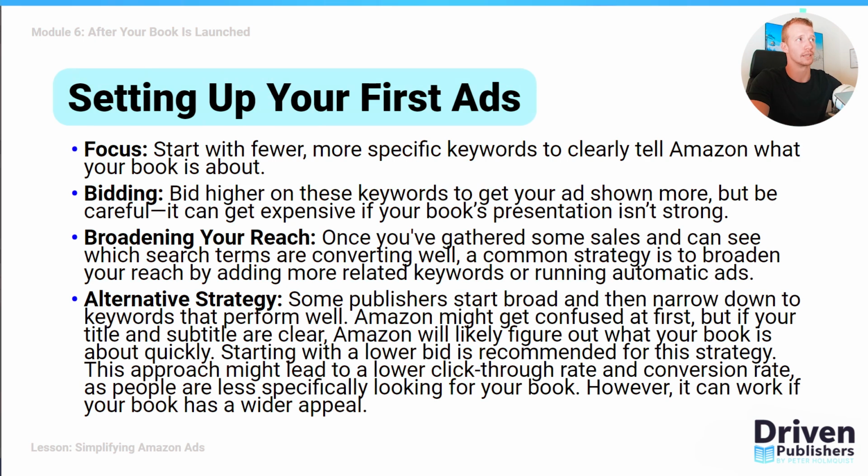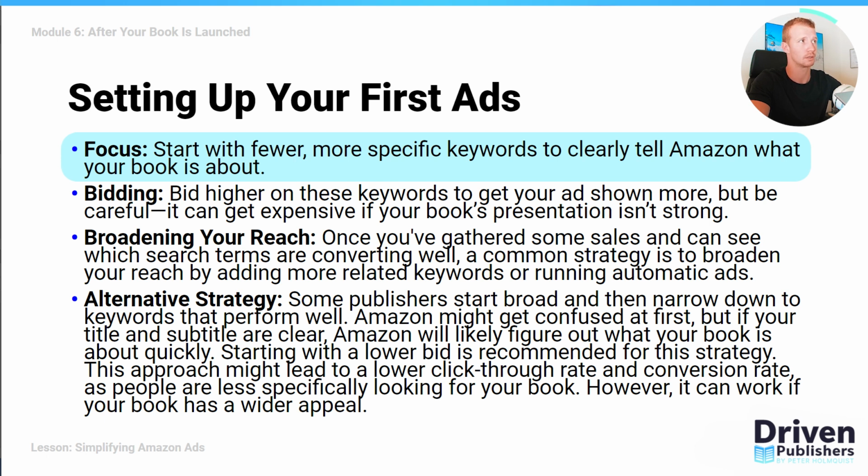Setting up your first ads. The focus is to start with fewer, more specific keywords to clearly tell Amazon what your book is about. That is a common strategy. And for bidding, bid higher on these keywords to get your ad shown more, but be careful, it can be expensive if your book's presentation isn't strong. And then the common strategy is to broaden the reach. Once you've gathered some sales and can see which search terms are converting well, then you'd broaden your reach by adding more keywords or running automatic ads.